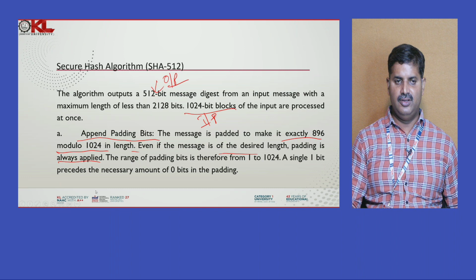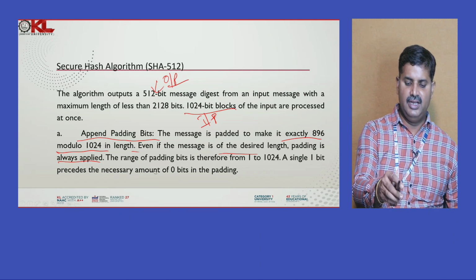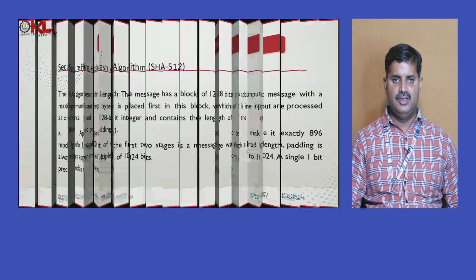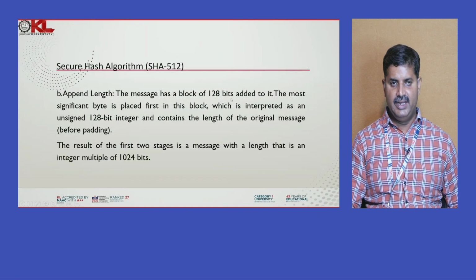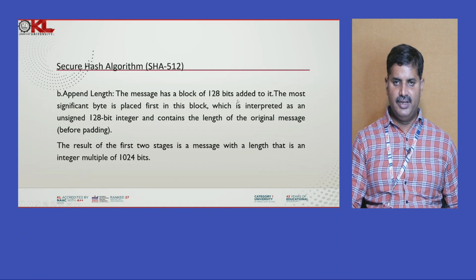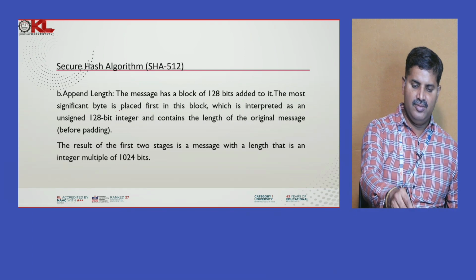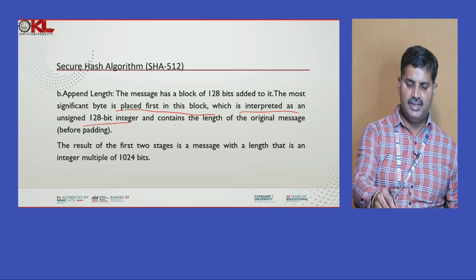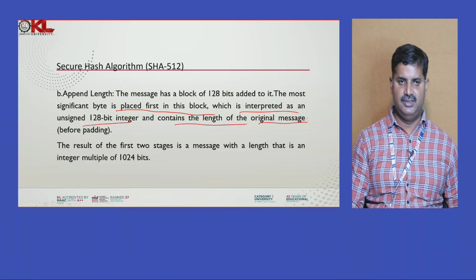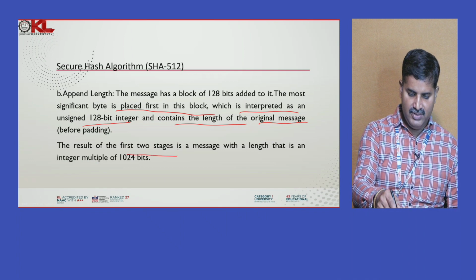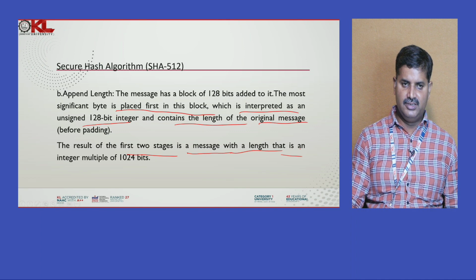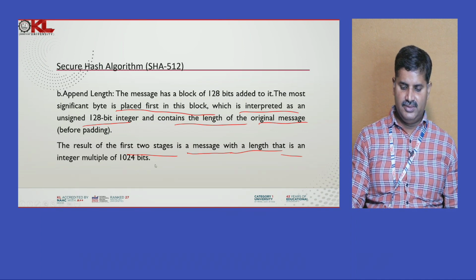A single 1 bit precedes the necessary amount of 0 bits in the padding. Coming to appending the length, a block of 128 bits is added. The most significant byte is placed first in the block, which is interpreted as an unsigned 128-bit integer and contains the length of the original message before padding. The result of the first two steps is a message whose length is an integer multiple of 1024 bits.